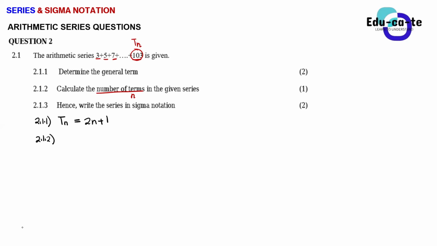Where there is Tn, you put 103 equals 2n plus 1, and that gives you 102 equals 2n. Then you divide both sides by 2, of course. What did you get as the value of n? 51. Yes, so there are 51 terms in this arithmetic series, and the last term we know is 103.